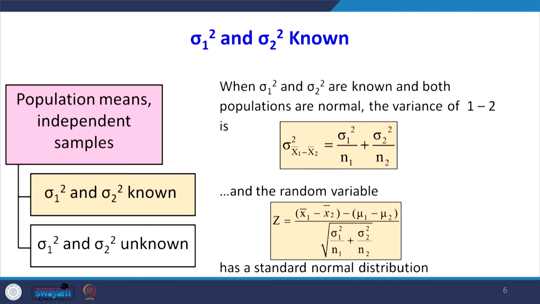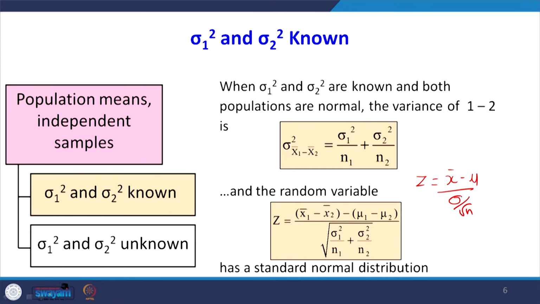If it is a one sample test, what was our formula? Z equals x bar minus mu divided by sigma by root n. The denominator, sigma by root n, is called the standard error.